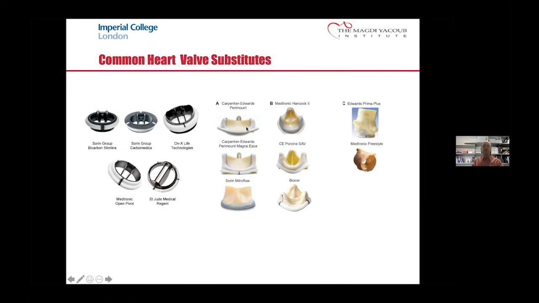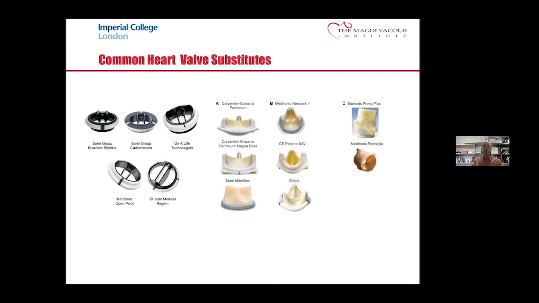And then you have tissue valves, which are normally glutaraldehyde fixed porcine or bovine tissue sewn into stented rings. And these are typically given to older patients, and their longevity is something between 10 to 15 years before they undergo degenerative disease.